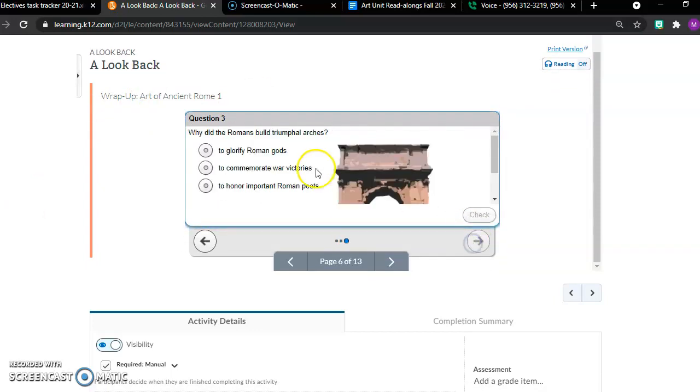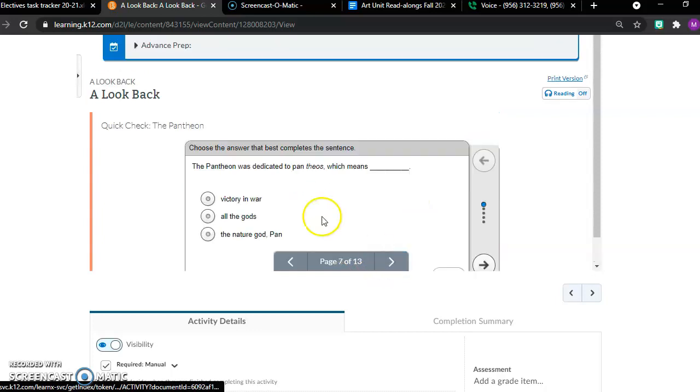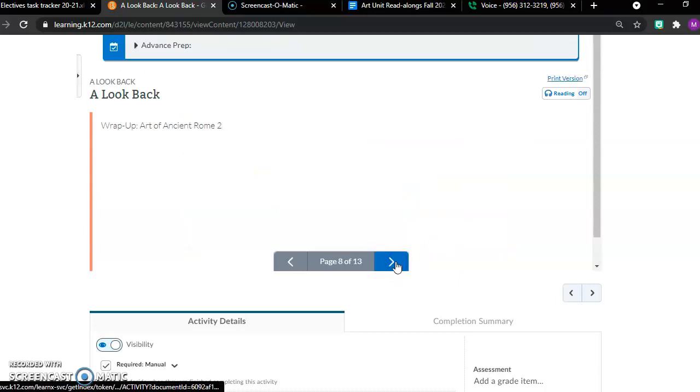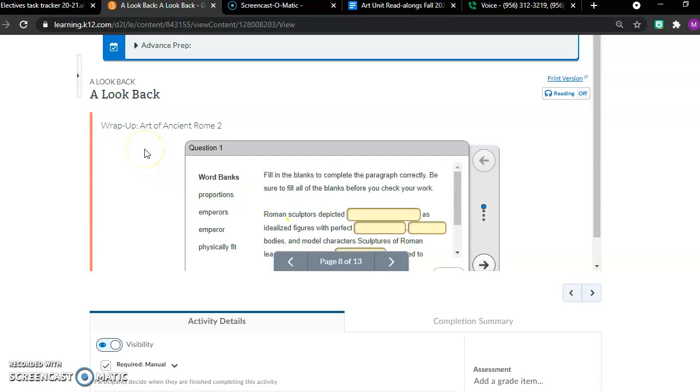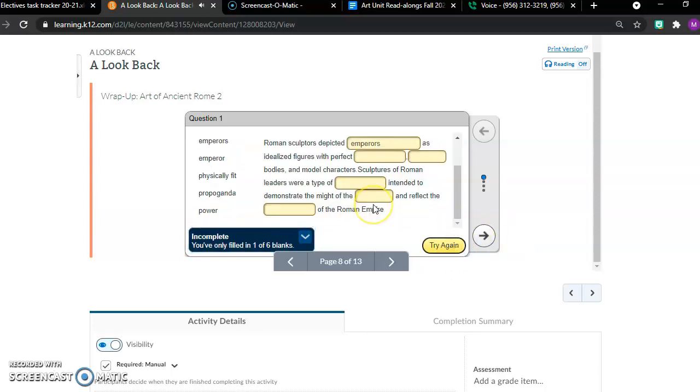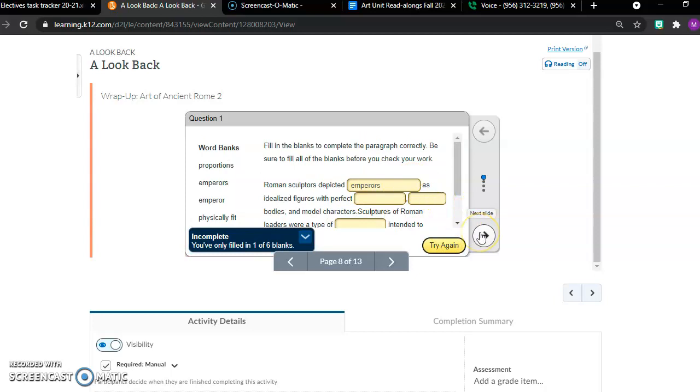But for ancient Rome, you can click through these questions and try to answer them. They've got a full section on the Pantheon, so obviously that's going to be pretty important as far as your test is concerned. Here's Art of Ancient Rome. For this one, they want you to use the word bank over here and type in emperor. Let's see if I got that one right. Nope, got it wrong. So don't answer that one there.